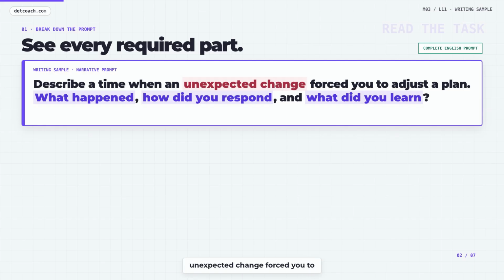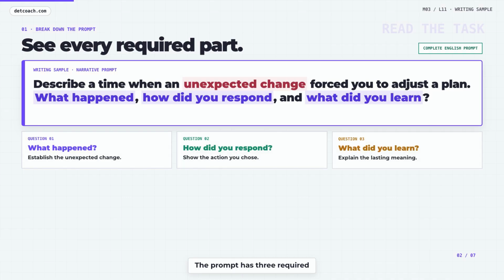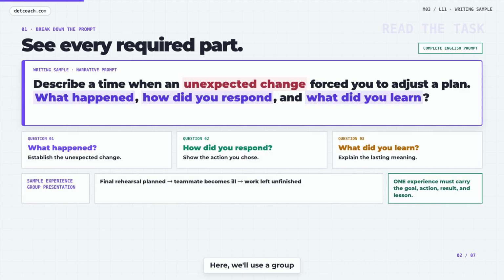First, look at the sample prompt in the lesson materials. Describe a time when an unexpected change forced you to adjust a plan. What happened? How did you respond? And what did you learn? The prompt has three required parts: what happened, how you responded, and what you learned. Here, we'll use a group project presentation. The original plan was to complete the final rehearsal before the deadline, but one team member suddenly became ill and left part of the work unfinished. The goal, actions, result, and lesson that follow must all focus on this one presentation.